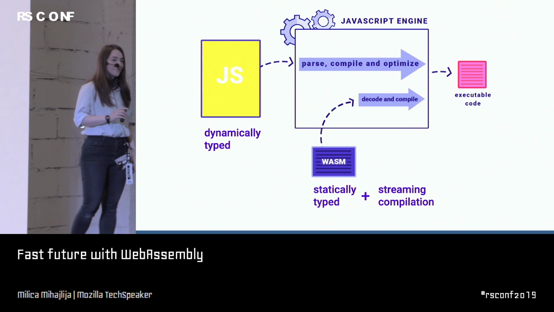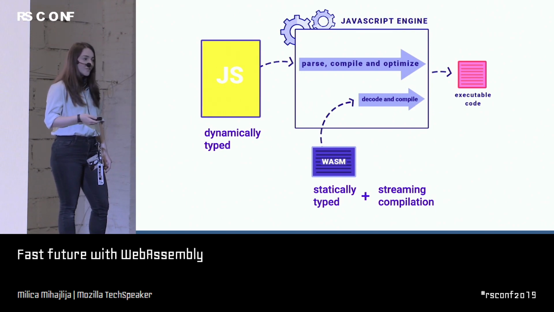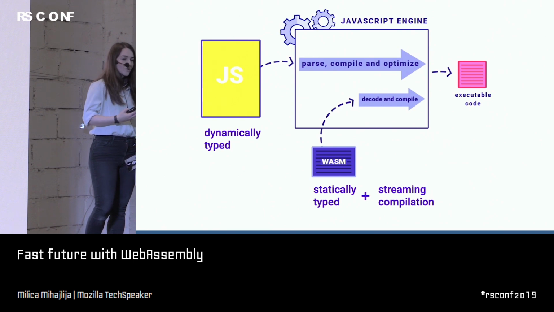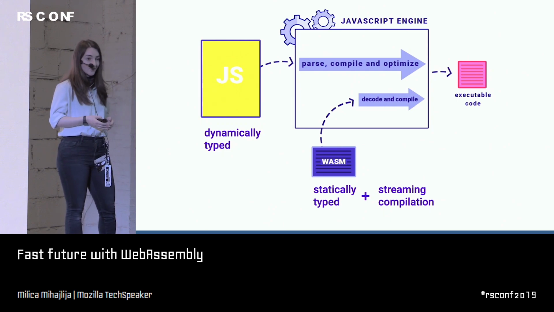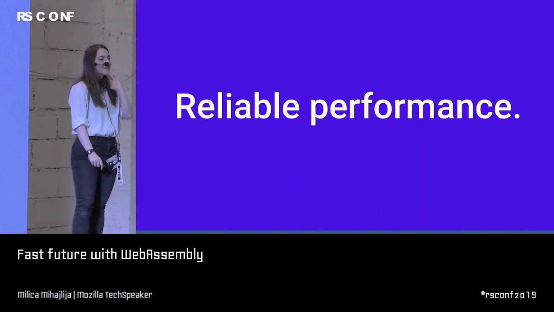WebAssembly also gets a speed boost from streaming compilation. Kind of like when you watch a YouTube video, you can watch it as it's downloading. The same thing with streaming compilation. Browser compiles your code as it's being downloaded. For smaller binaries, that usually means they're ready to run as soon as the download has finished. All of this makes WebAssembly fast.